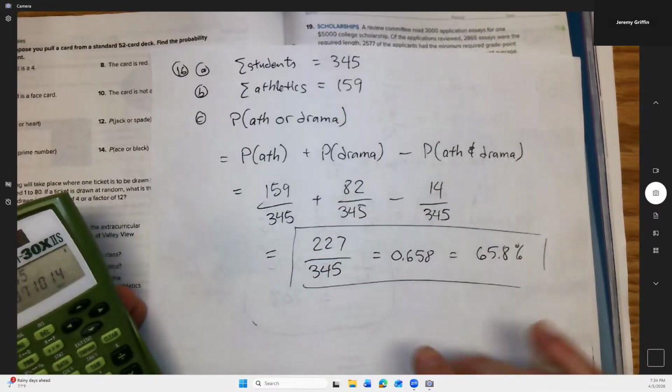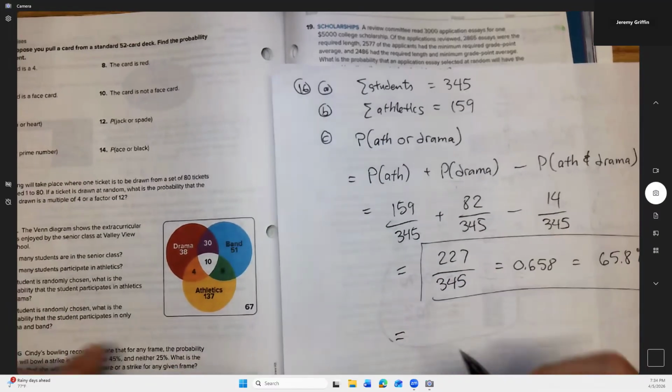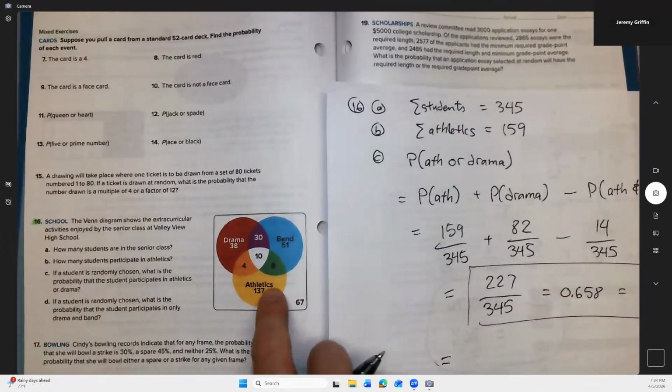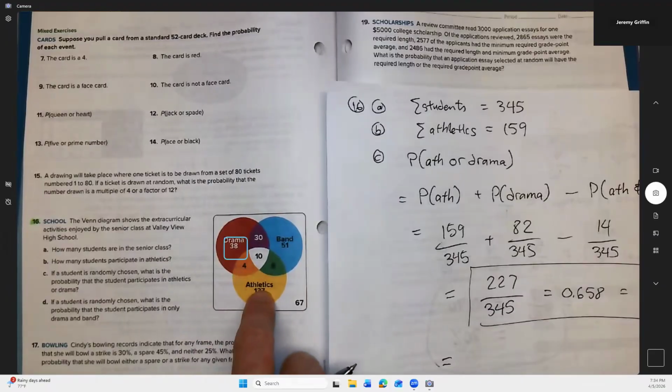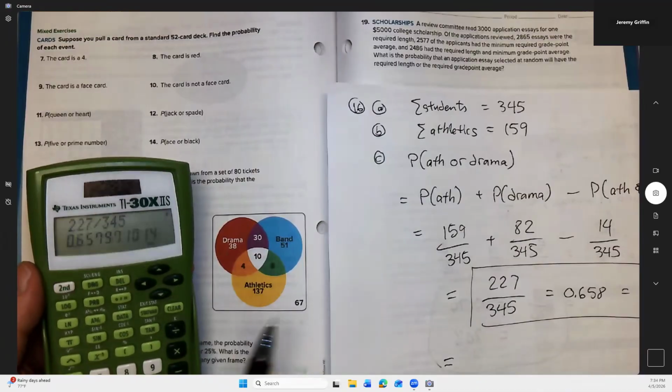Now there's another way you could have gone about this, which is, let me do this other way. I could go back to the Venn diagram. I'm going to answer the same question, athletics or drama. I'm just going to add up every single number of students that lands in any one of these spaces. 1, 2, 3, 4, 5, 6, any of those 6 spaces.